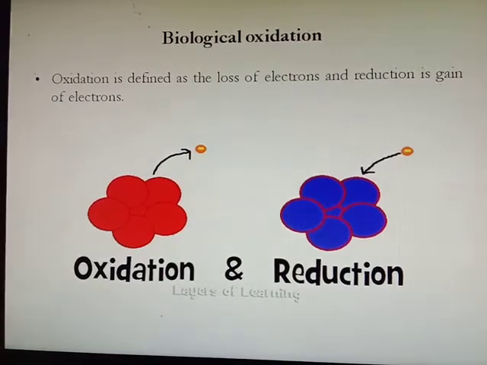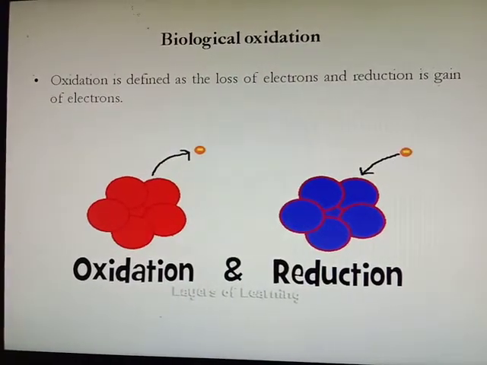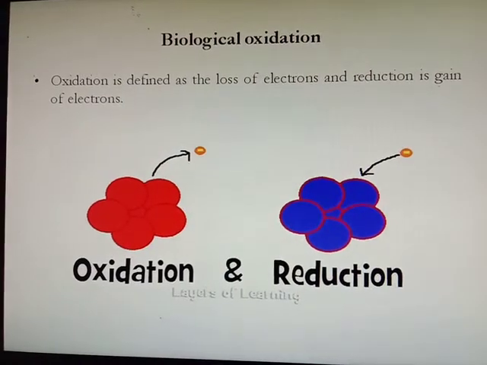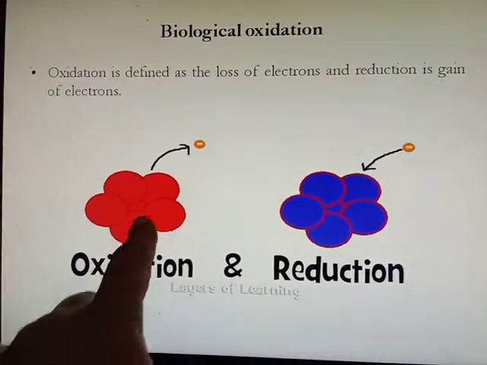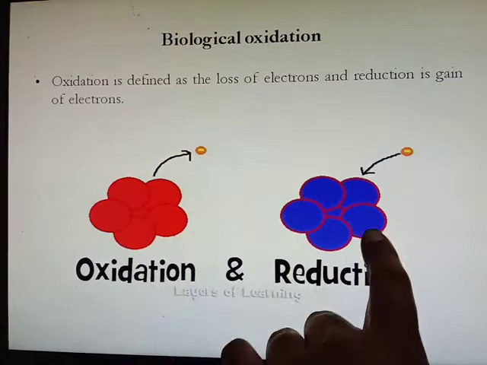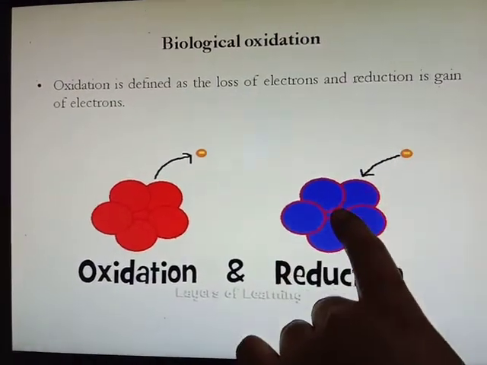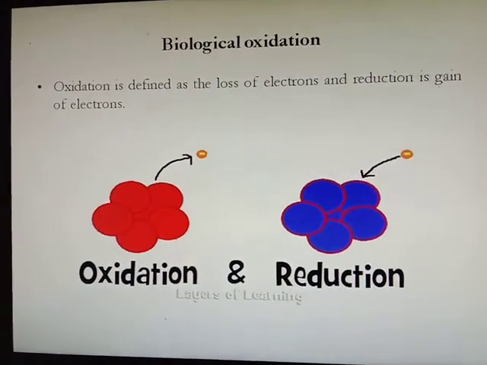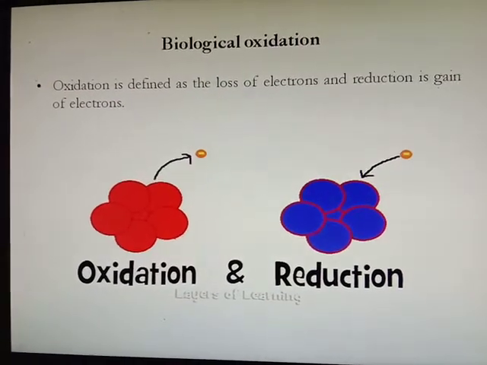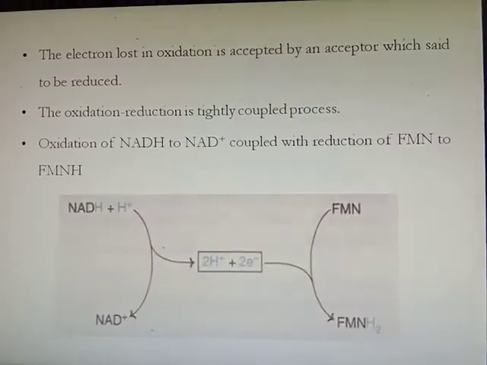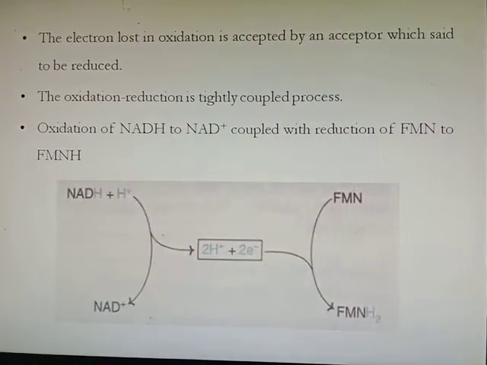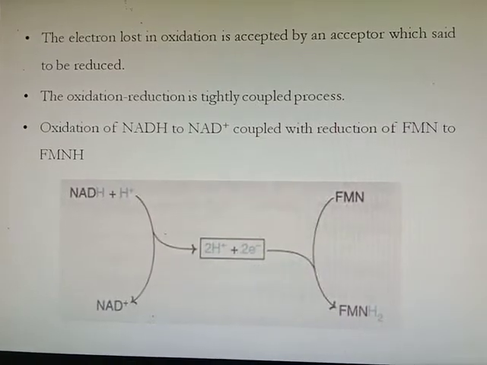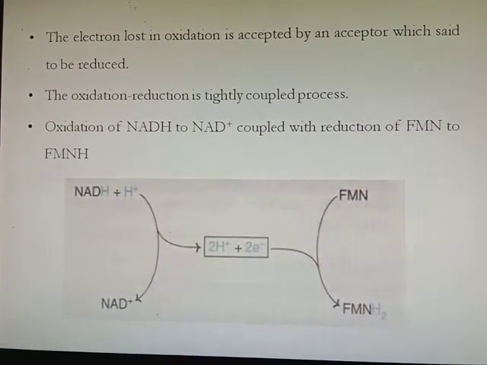First is oxidation. Oxidation is defined as a loss of electron, meaning donation of electron, and reduction is gain of electron. In the image you can see in oxidation there is a loss of electron, and in reduction there is a gain of electron by a particular molecule or substrate. The electron lost in oxidation is accepted by a particular acceptor, which is said to be reduced, which is present in reduced state.